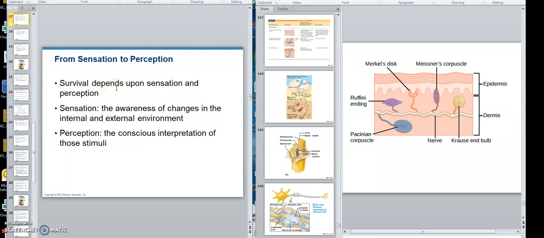But how can you know what's going on unless you can receive the signal? Sensation: the awareness of changes in the internal and external environment. Perception: the interpretation of these stimuli. So you sense it in a primary area, and then an association area tells you what's going on. Okay?